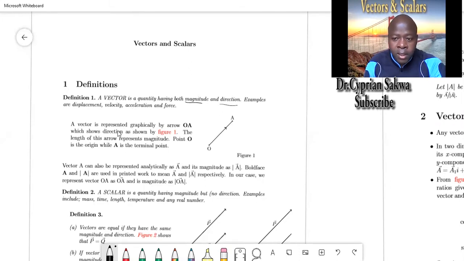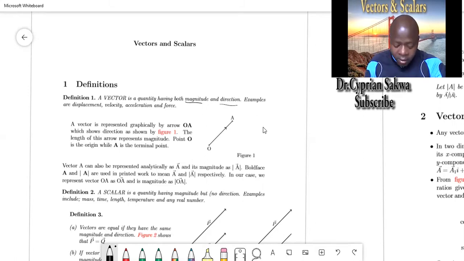Now, how do we represent a vector graphically? This is a vector. It's just a directed line that has the origin and where it's going to. So this is our terminal point. So this vector OA, where O is the origin, where it's coming from, and A is the terminal point.